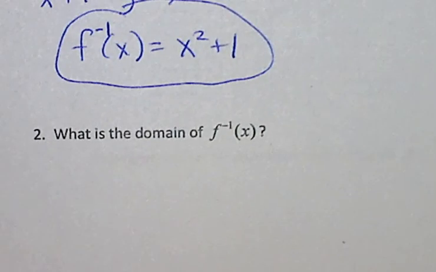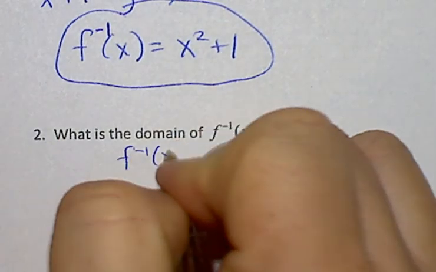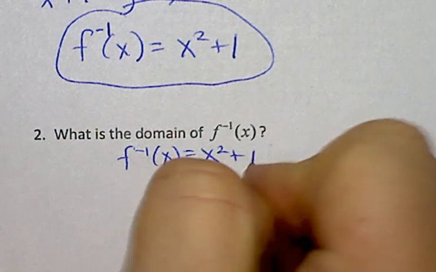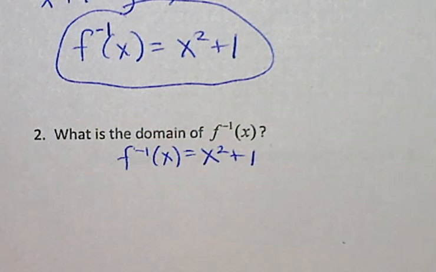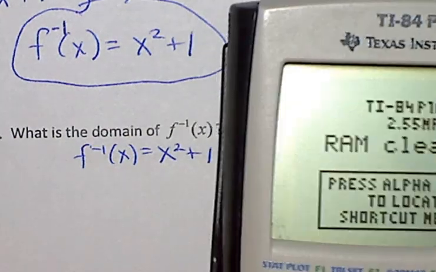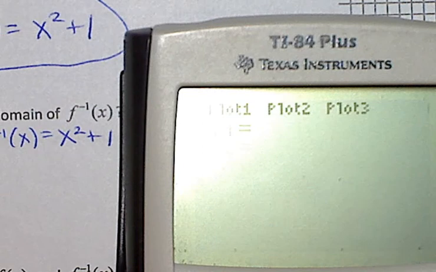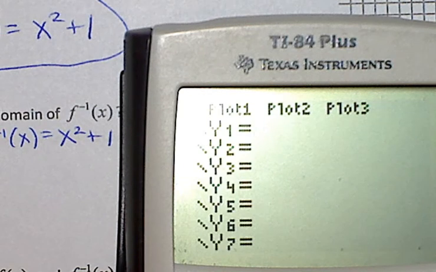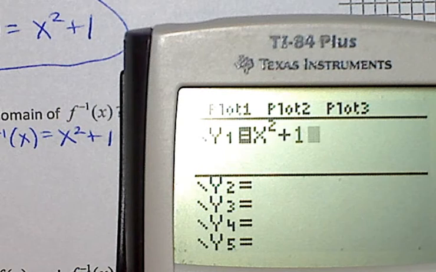The second one says, what is the domain of this inverse? So here's the inverse function, and we want to write the domain. So grab your calculator and please do second plus 7, 1, 2 to clear the RAM. Now go to y equals, type in x squared plus 1. When you're done, graph it.